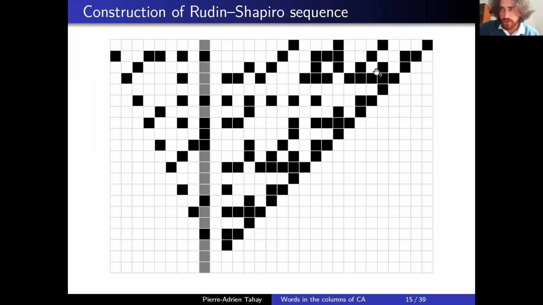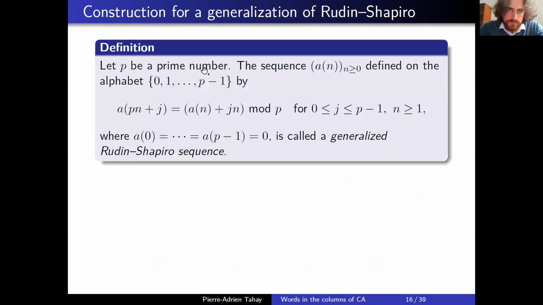And all the other columns are also two-automatic sequences, but we have the Rudin-Shapiro sequence in particular. Is it possible to generalize the Rudin-Shapiro sequence for a prime number p? We can define a sequence recursively like this: a(pn + j) = a(n) + j·a(n) mod p, and the first values of the sequence are zero.